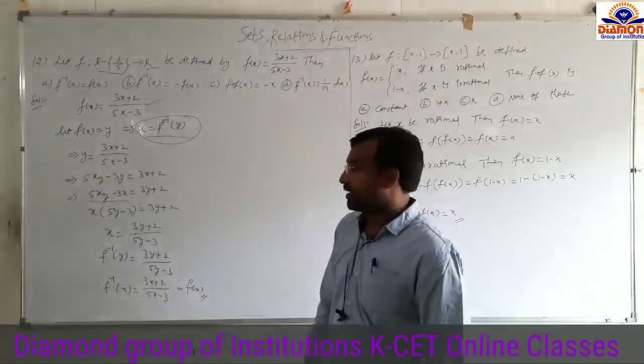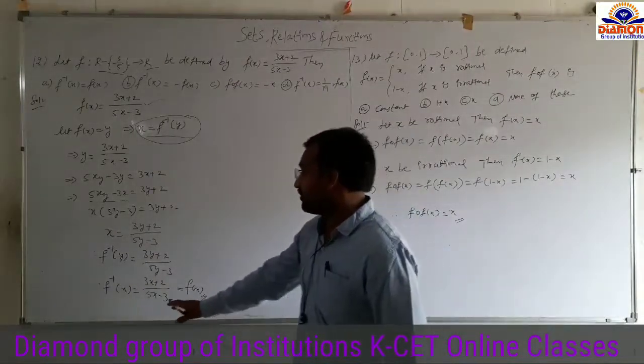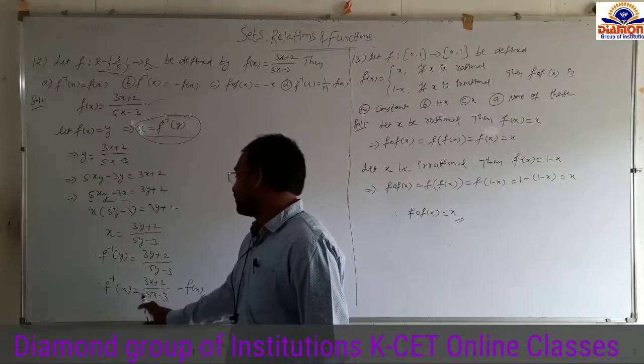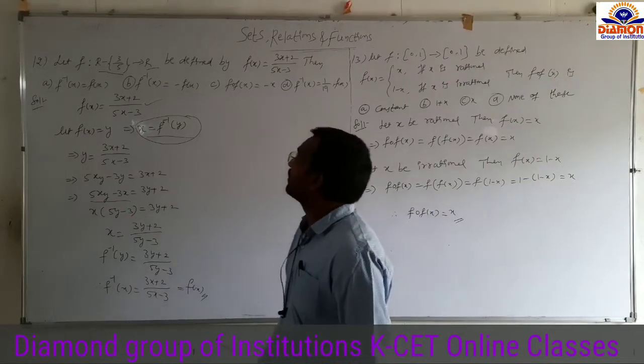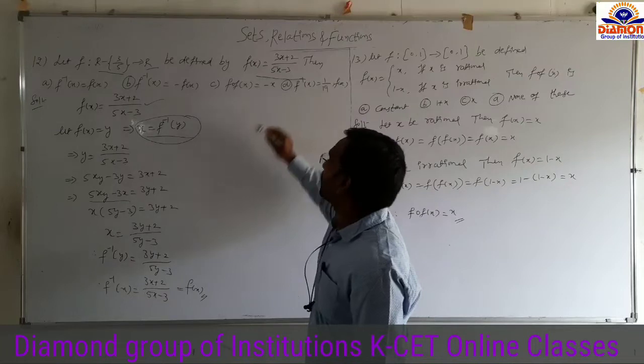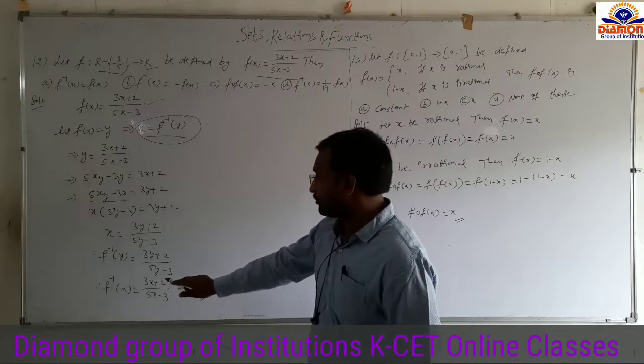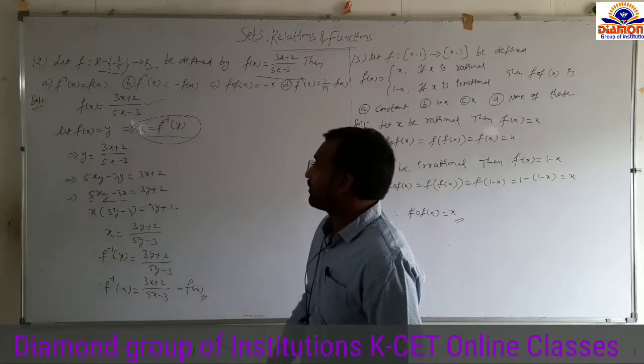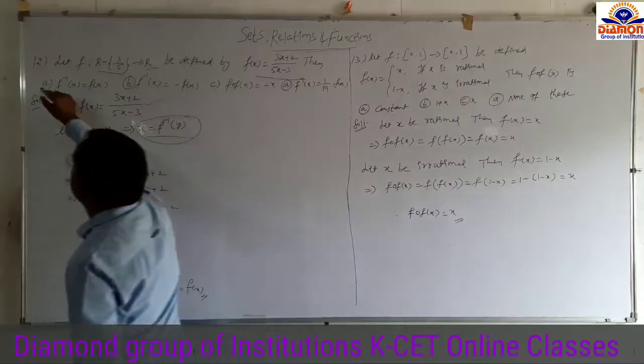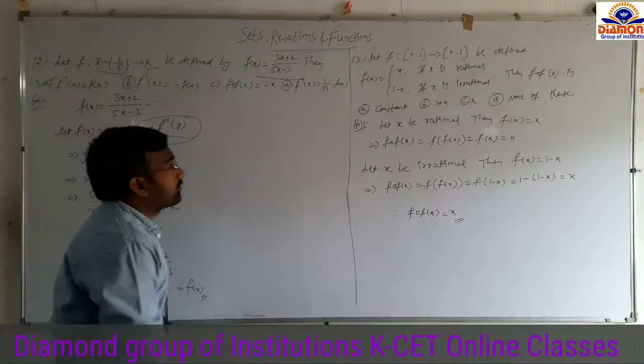So if you replace y by x, what do you get? f inverse of x equals (3x + 2)/(5x - 3). This is nothing but the given function only. So that's why f inverse of x equals f of x only. So the option is A.